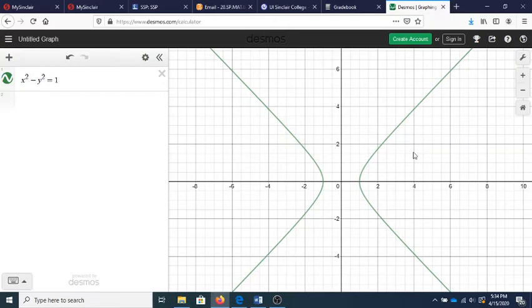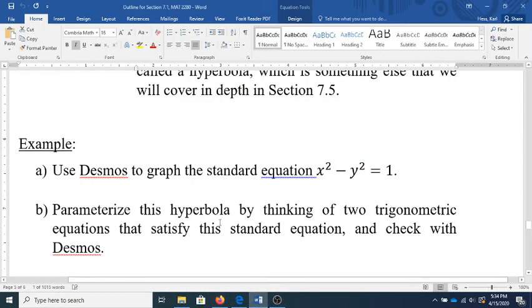But for right now, how would we parameterize something like this? That's going to be part B. Parameterize this hyperbola by thinking of 2 trigonometric equations that satisfy this standard equation and check with Desmos. So what does that mean?